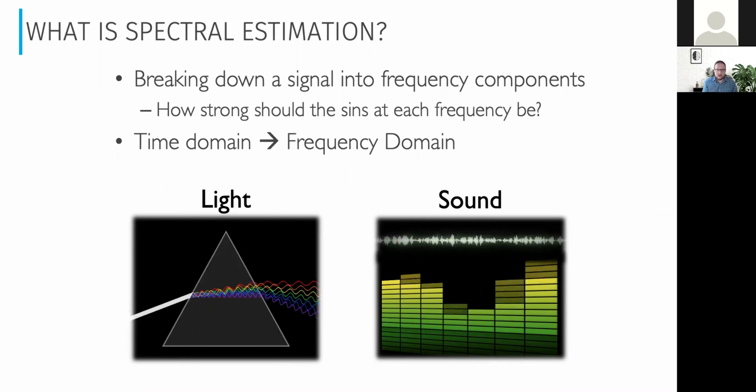And we can say spectral estimation is breaking down the signal into its frequency components and asking how strong should the sine waves at each frequency be and where should they be located and so forth. And we're talking about, again, the time domain, which is the waveform over time, and the frequency domain, which is the power spectrum, or how it looks when we are converting this thing into frequency.